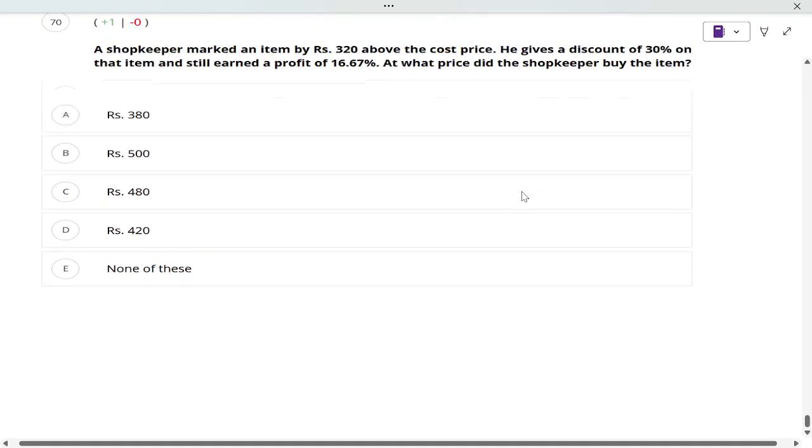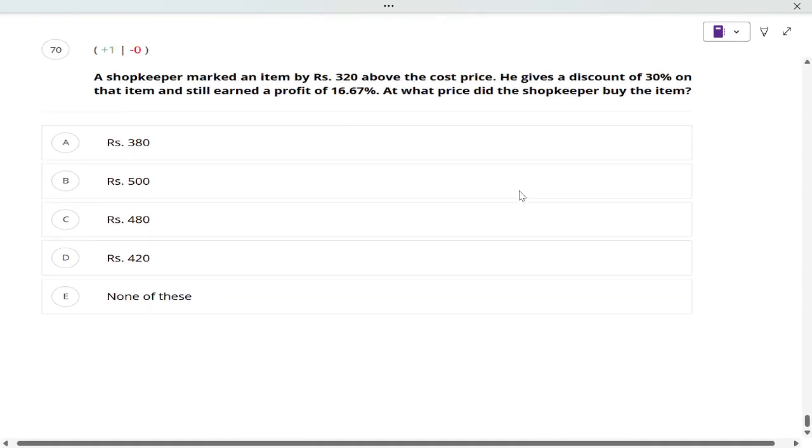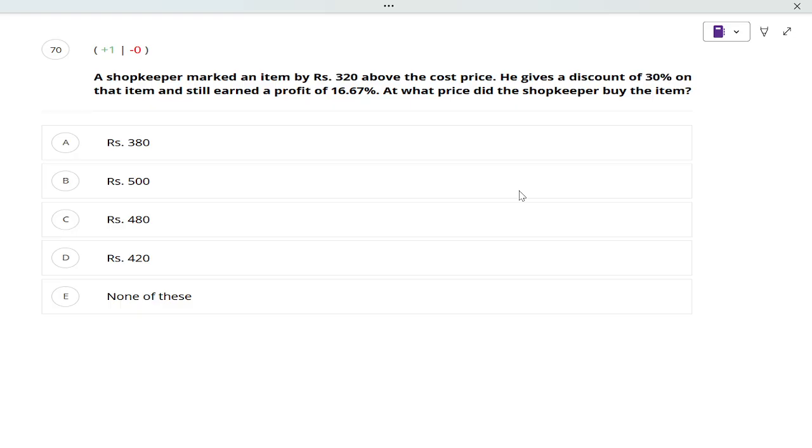So last question for this video. A shopkeeper marks an item by rupees 320 above the cost price. So if cost price is equal to X rupees, then market price MRP will be X plus 320. He gave a discount of 30% on that item. So after giving a discount of 30%, that means if this is equivalent to 100%, then the selling price will be what? 70%, correct?